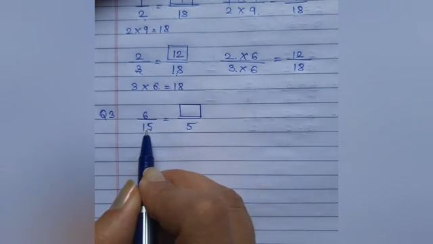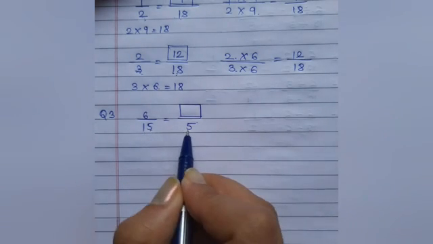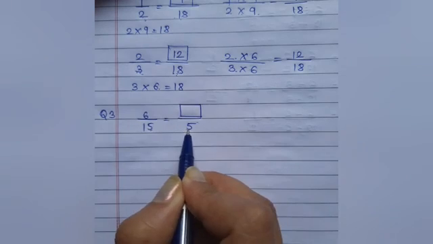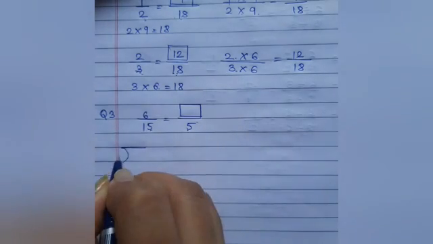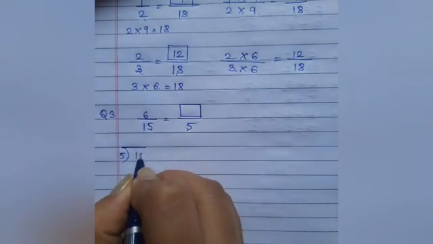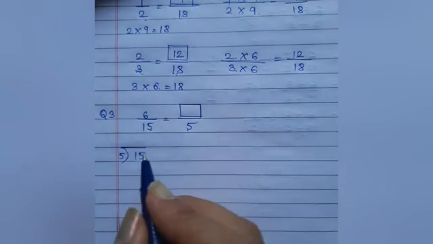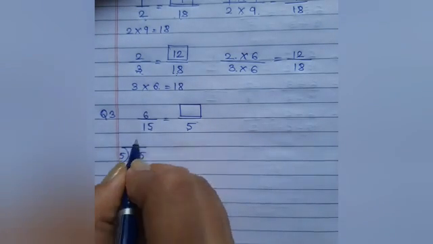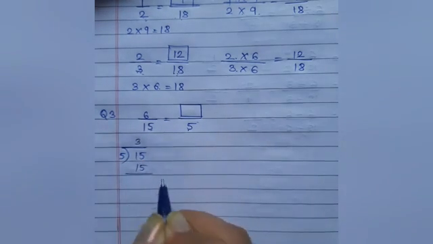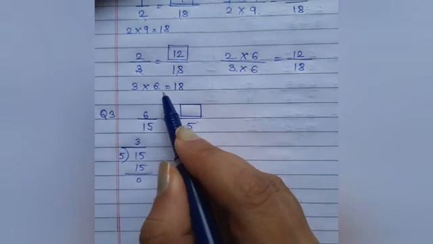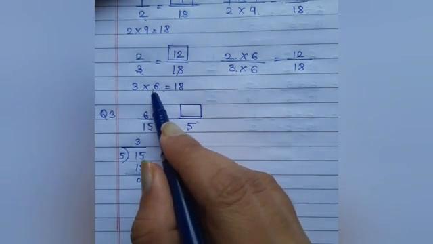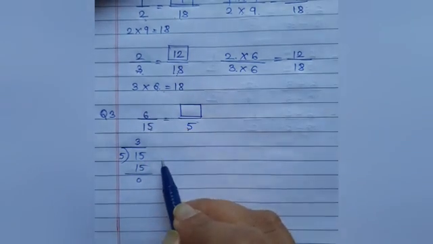So, in the table of 5, in which place do we get 15? It will go like this: 15 divided by 5. 5 3s are 15. We got the number 3. So, as we did in question 2, we multiplied. In question 3, we are going to divide.